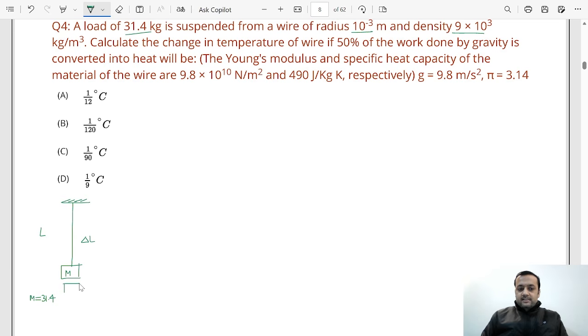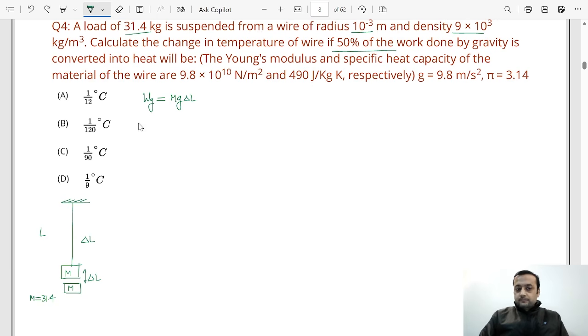Okay, so in that situation, the question is saying that gravity will do how much work? Gravity will do work of mg into delta L, right? Mg into delta L, that much work will be done by gravity, right? Now the question is saying that 50% of this work converts to heat, which is absorbed by the wire, not the block. So 50% of the heat is absorbed by the wire, and you have to find the change in the temperature of the wire.